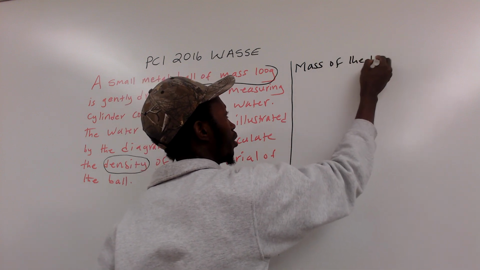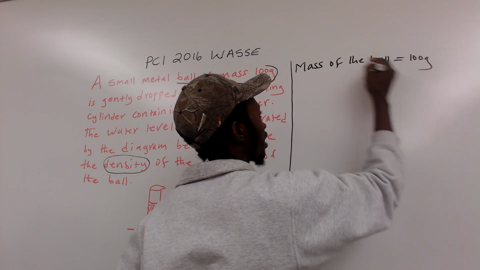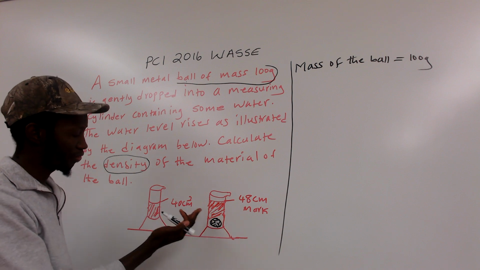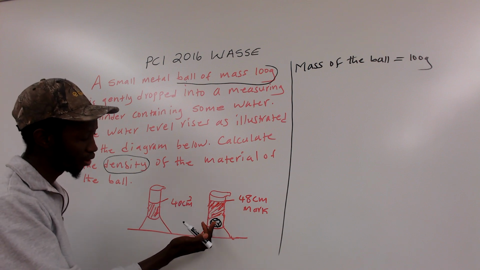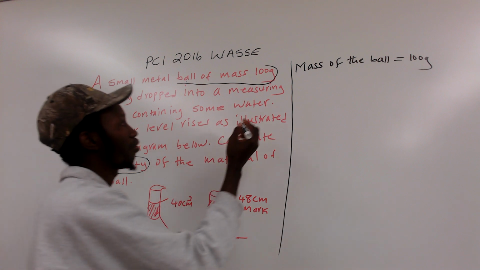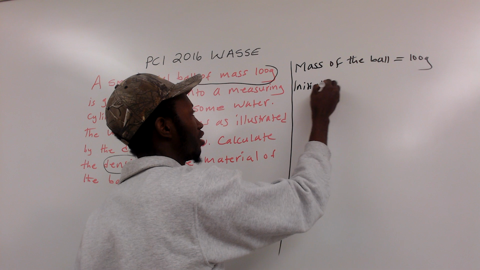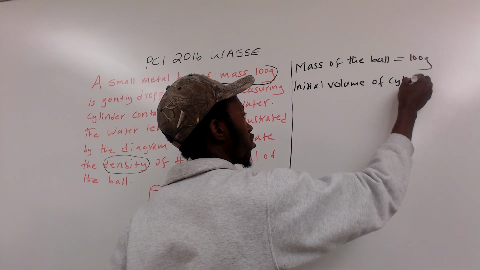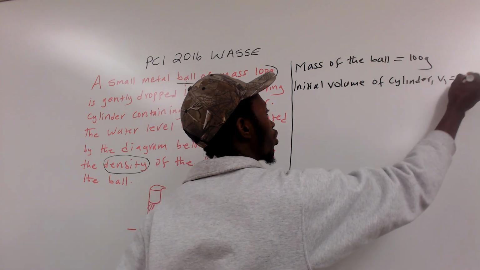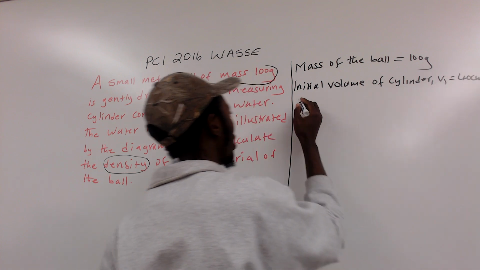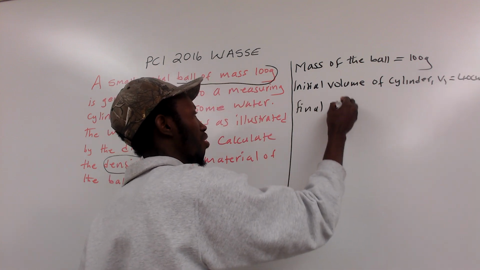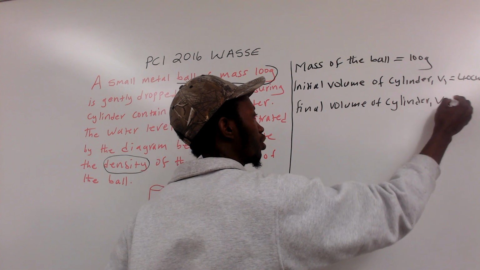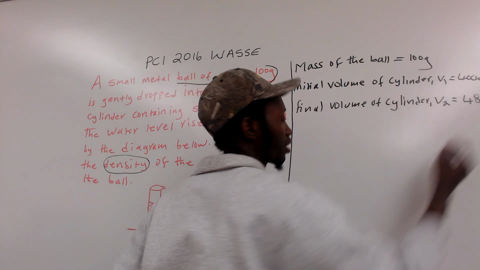Mass of the ball, so it is given as 100 grams. And we have to find again the volume of the ball. The initial volume of the cylinder, let's say V1, was 40 centimeters cube, and we have the final volume of the cylinder, we call it V2, which increases to 48 centimeters cube.